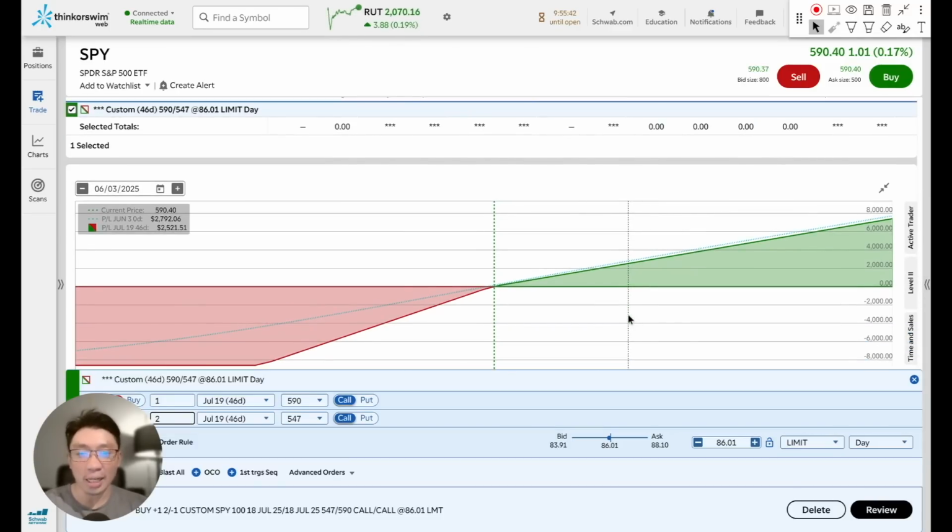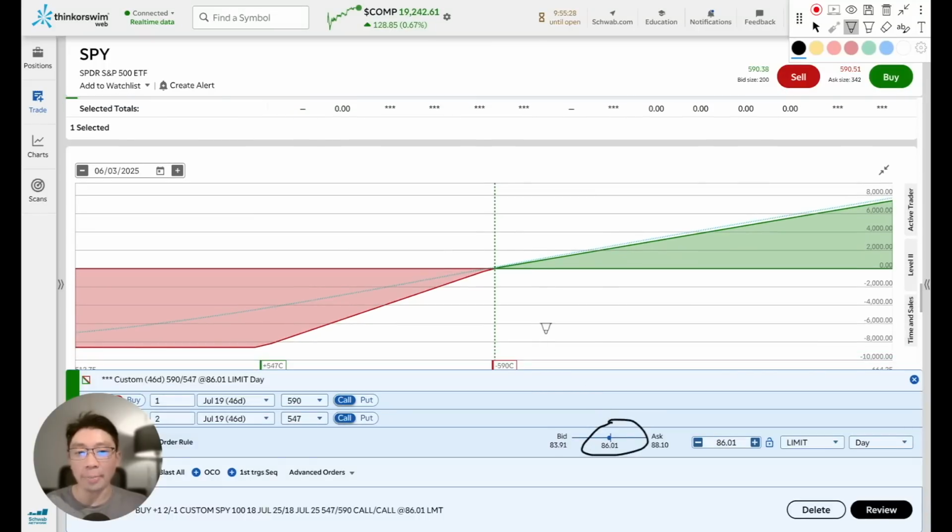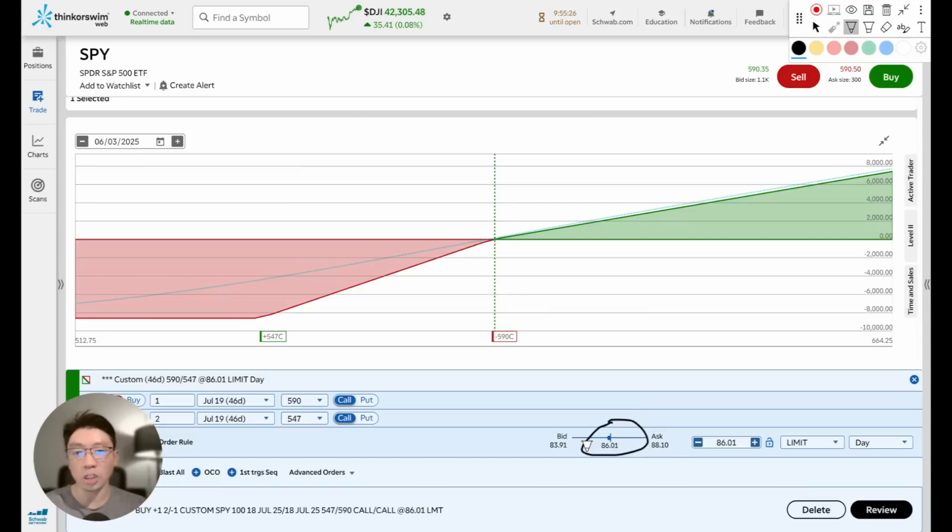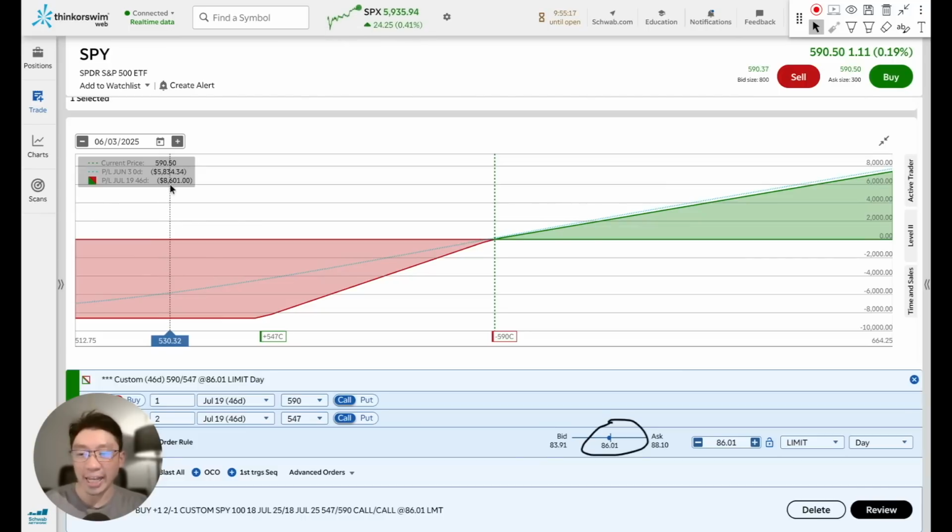So this is exactly what the Tasty Trade team is trying to do. They're trying to mimic a long stock position where you get the same upside as a long stock position, but you're going to have a much lesser capital outlay. As you can see over here, the capital outlay for this is $86, which is about $8,600. If you take a look at the max loss on the left hand side, you can see over here it says $8,600 is the max loss for this zebra option strategy. If you were to actually buy SPY and you were to buy 100 shares to get this same upside potential, it's going to be around $59,000. So that's going to be much more compared to this.